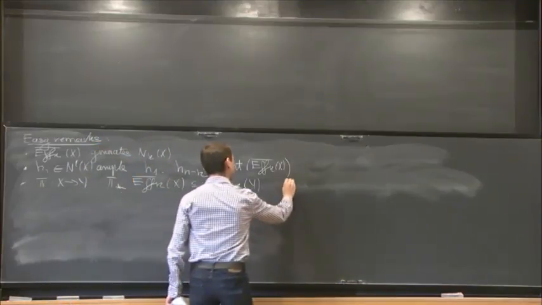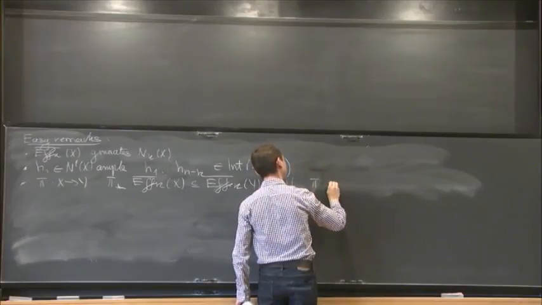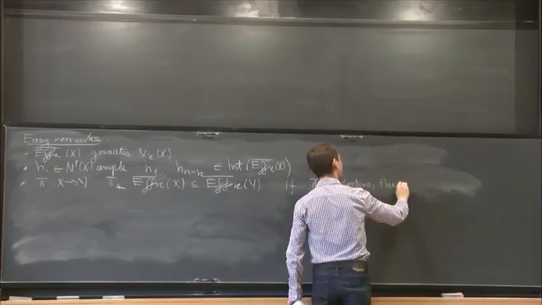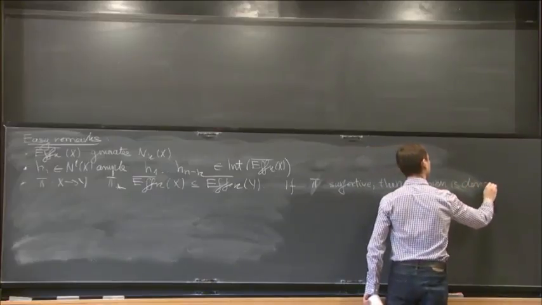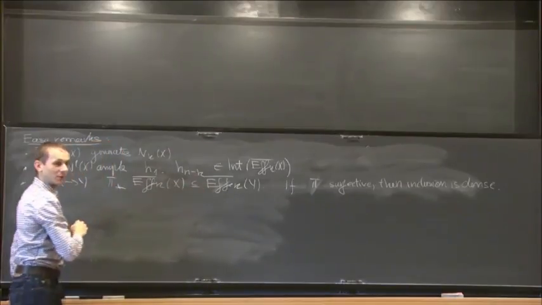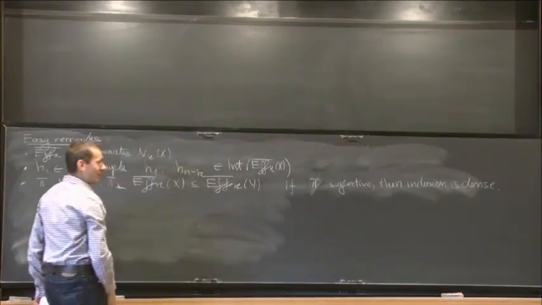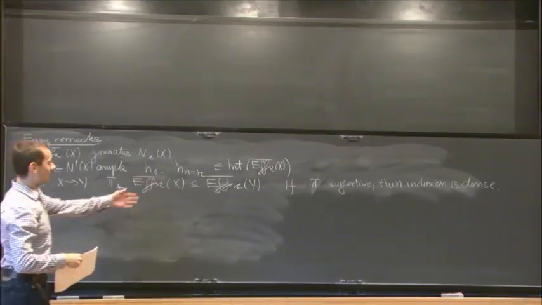And furthermore, if pi is surjective, then the inclusion is dense. Actually, we have equality if we look at effective cones, not at pseudo-effective cones. I'm going to also show that this dense inclusion is an equality. But it's interesting because the image of a closed cone through a linear map is not always closed. So that's the statement that hides here.